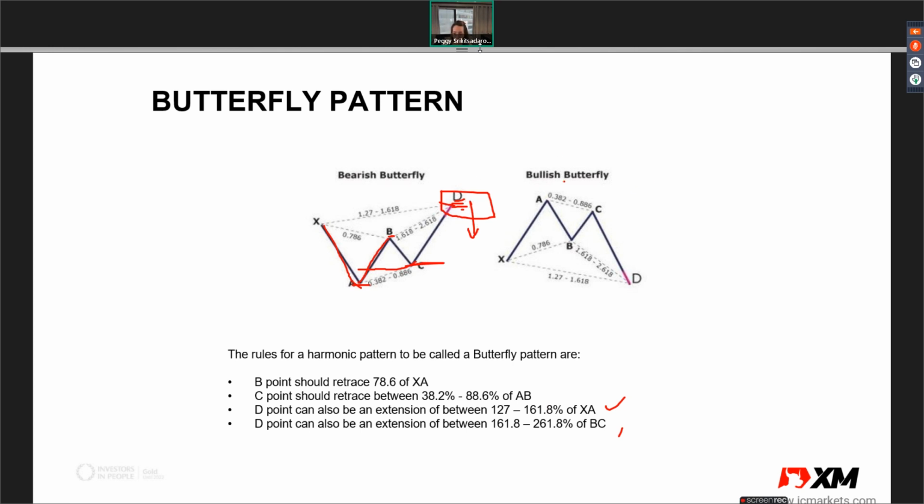It's the same: the bullish butterfly is just a mirror of the bearish butterfly, but we wait for the reversal. So we're going to buy if the price comes to this PRC zone.